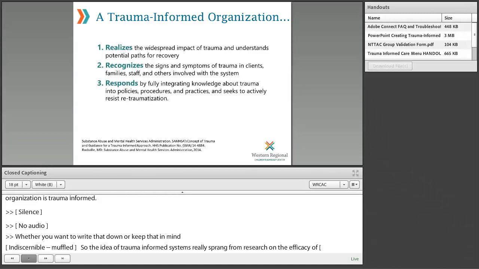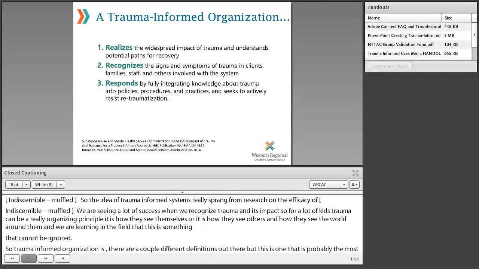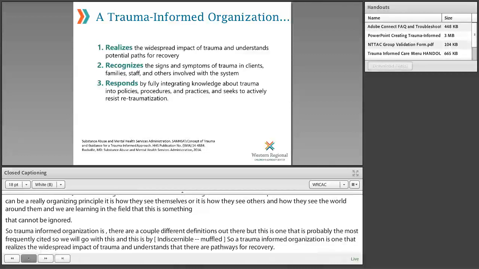So a trauma-informed organization, there's a couple different definitions out there, but this is one that's probably the most frequently cited, so we're going to go with this, and this is by SAMHSA, the Substance Abuse and Mental Health Services Administration. So a trauma-informed organization is one that, one, realizes the widespread impact of trauma and understands that there's pathways for recovery. Two, a trauma-informed organization recognizes the signs and symptoms of trauma in clients, families, staff, so us, and others involved in the system.